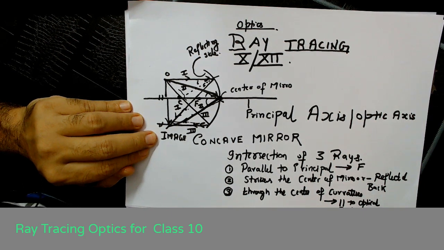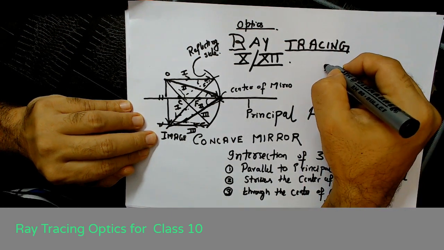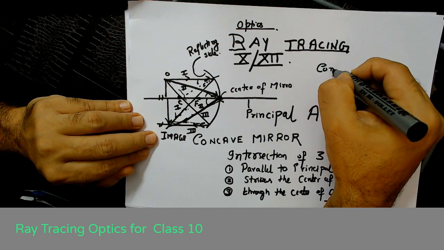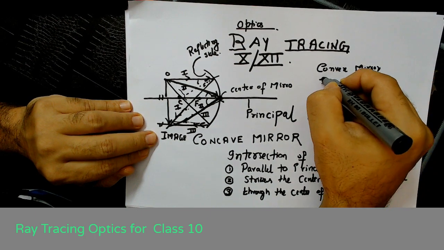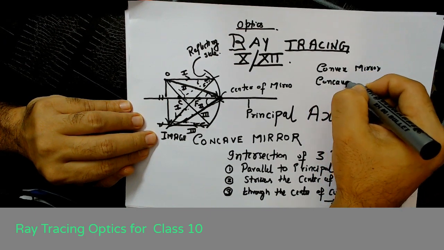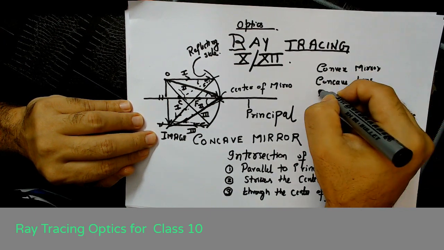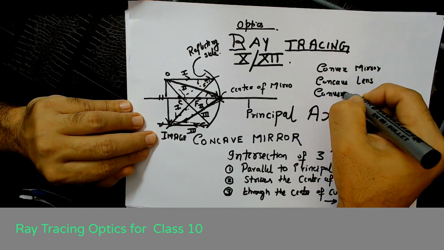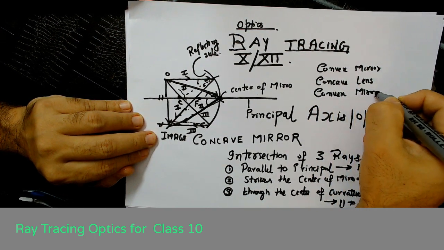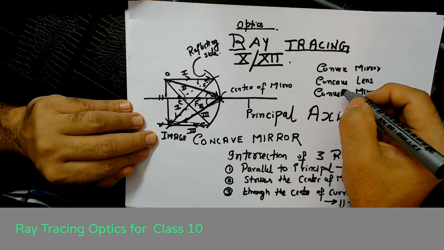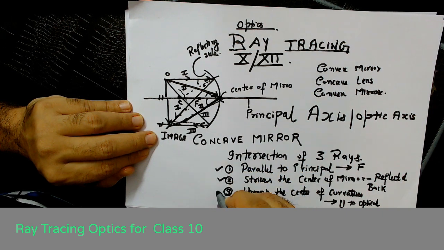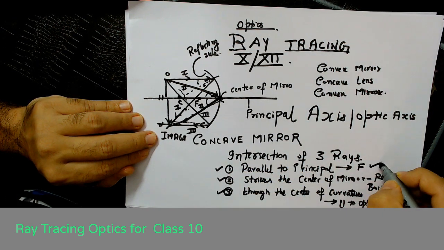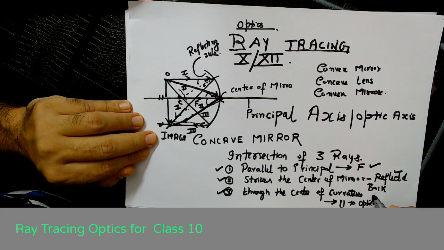Please do this exercise for the other cases too: a convex mirror, then a concave lens, and then a convex lens. Don't move forward in this chapter unless the ray tracing technique of using three incident rays and then three reflected rays, and how they move, is clear in your mind.